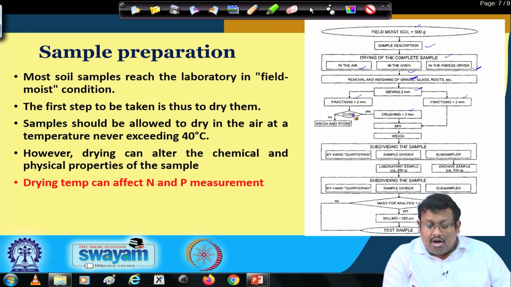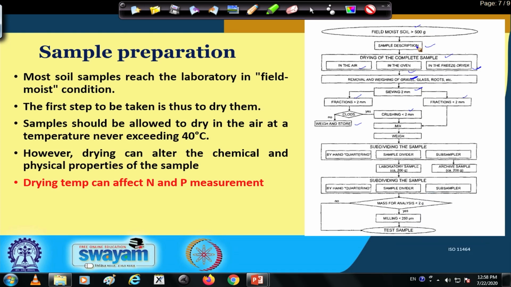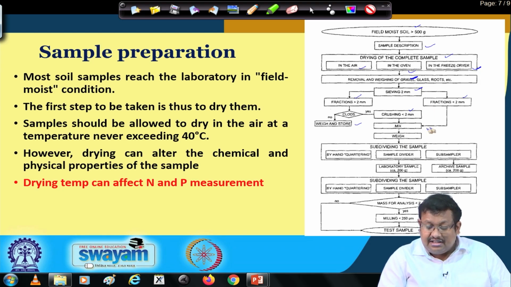If there are no clods, then we can just weigh and store. So, this is how we start with the field moist samples, then we do the sample description, then we dry the complete samples. After drying the complete samples, we remove the artifacts, gravels, glass and roots, and then we sieve them to keep less than 2 millimeter. When the fractions are greater than 2 millimeter, we crush them and then further mix them.